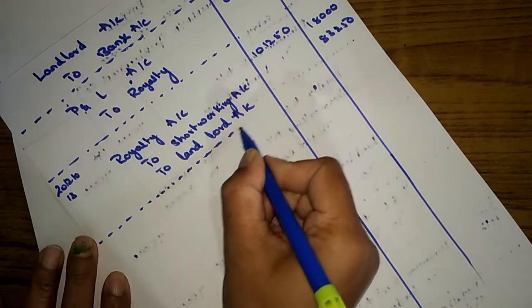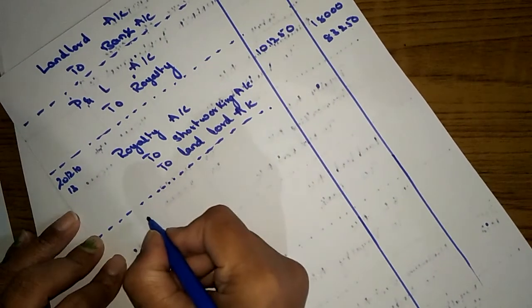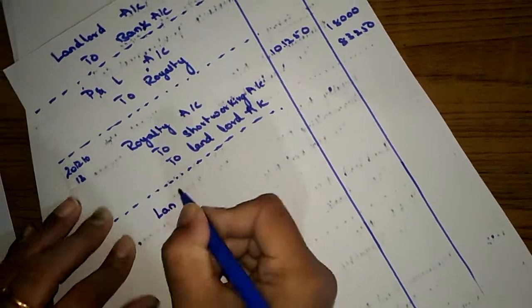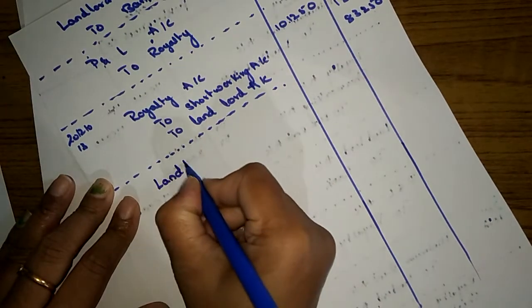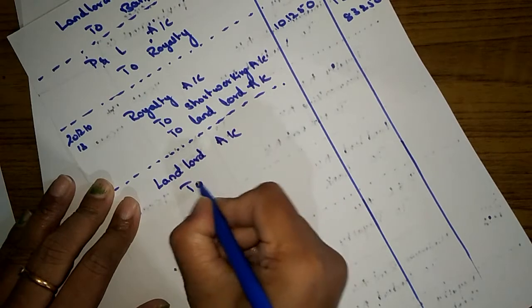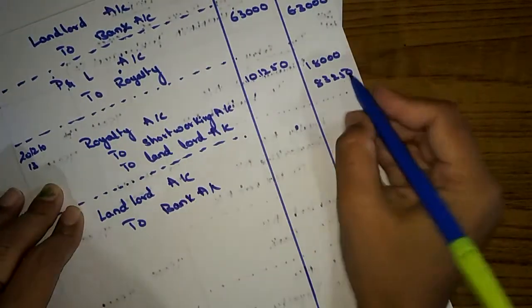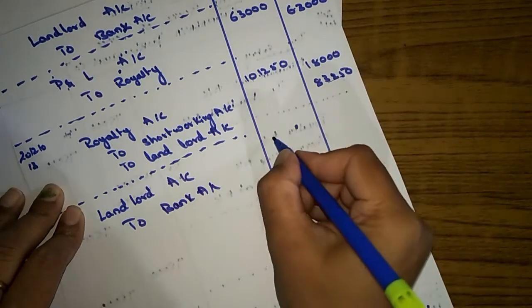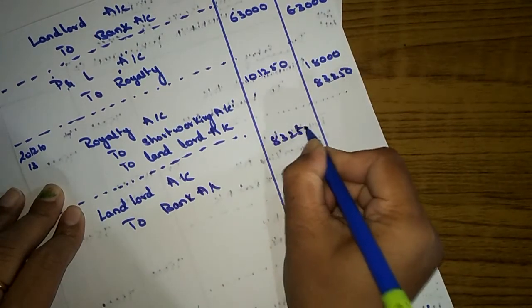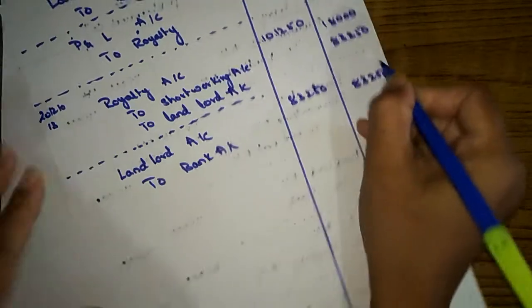Okay. Then the next entry is a payment entry. Landlord account to bank account. So how much was the due? 83,250.